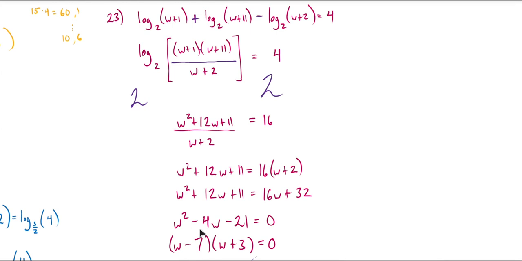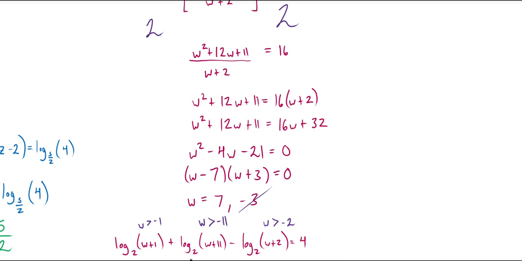Now, factoring this guy, w squared minus 4w minus 21 is equal to 0, we get w minus 7 and w plus 3. They multiply to be negative 21, and they sum together to be negative 4. However, let's check our domain restrictions. Here, we needed this to be greater than negative 1, so that this argument stayed positive. Here, they had to be greater than negative 11, and here they had to be greater than negative 2.